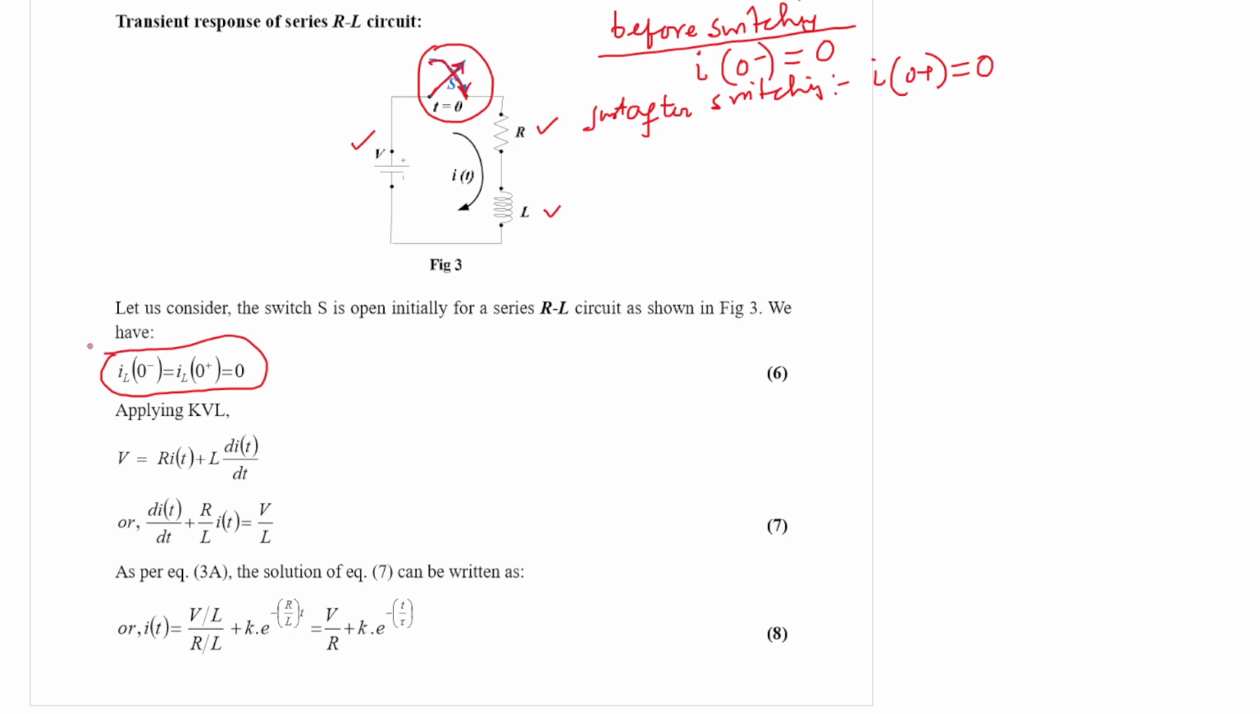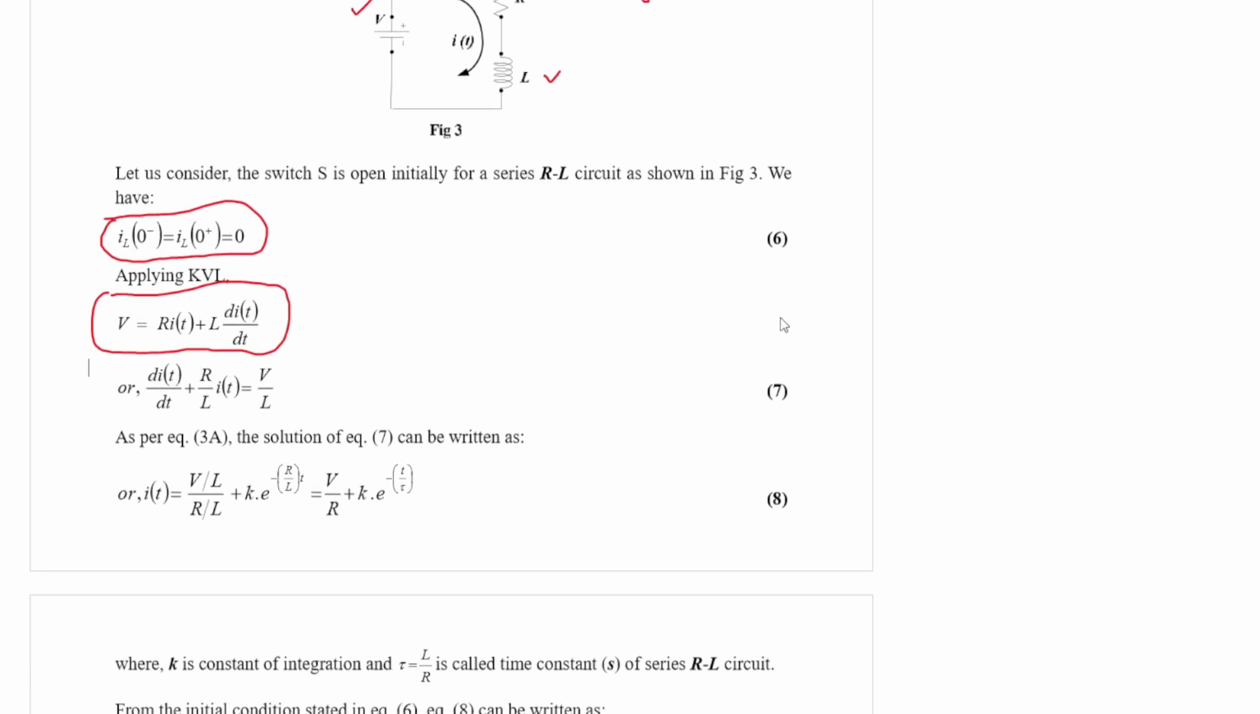Now you can write the KVL equation. It is the well-known KVL equation: V is equal to R i(t) plus L di/dt. If you divide the entire equation by L, you will get di/dt plus R by L into i(t) is equal to V by L. So it is in the form of a first-order differential equation.